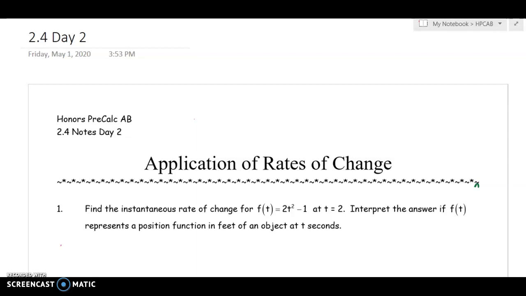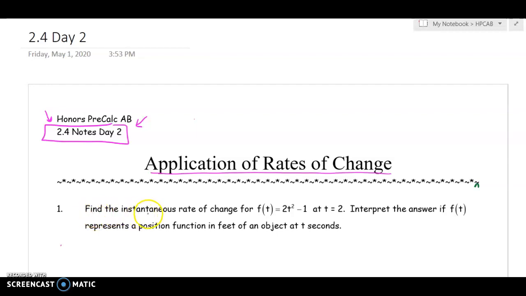Pre-Calc, we are moving on to our last note sheet for the year. Well, actually, I lied, for just this chapter. But it's the last note sheet for Chapter 2. We are doing 2-4, Day 2. Actually, it's mostly review because we've done this before. We've talked about rates of change before, and so that's what we're going to be talking about today again.